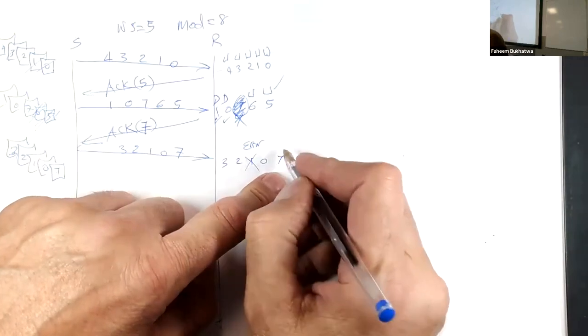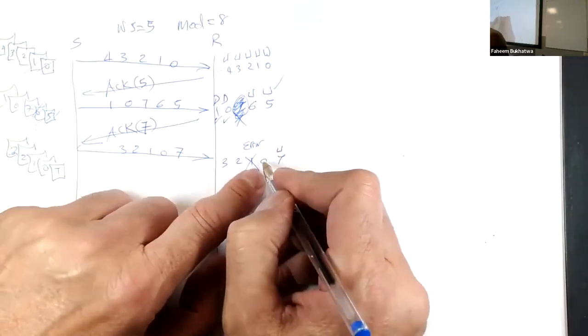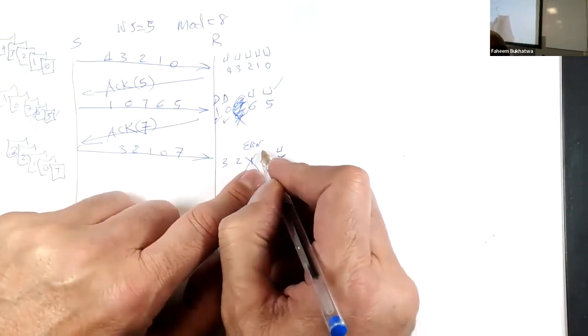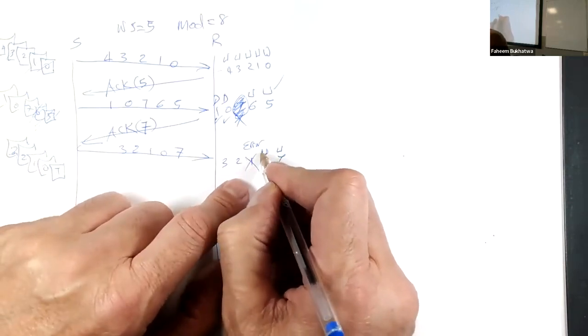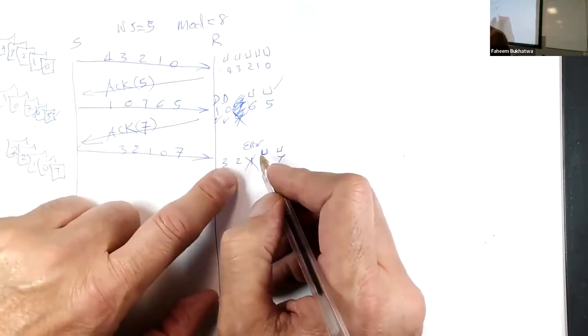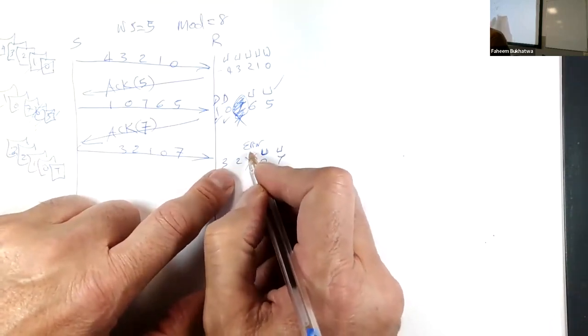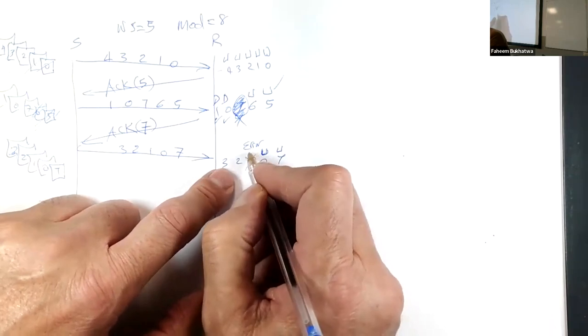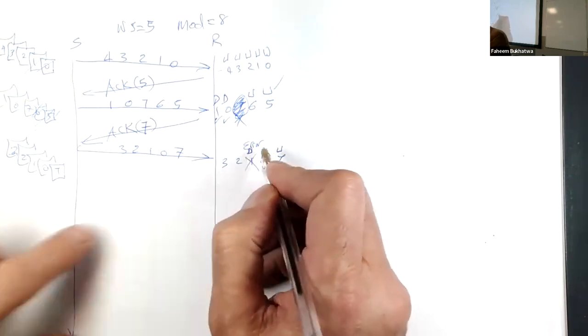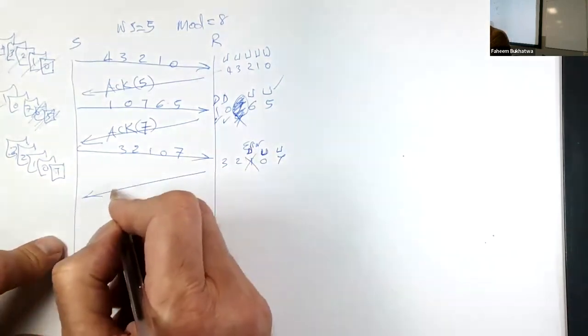Discard it? It goes to the user. Number 0 is okay. User. Number 1 has an error. Discard it or send to the user? Yeah, okay, but let me first know, is it discarded? It's discarded. And also an acknowledgement is sent.